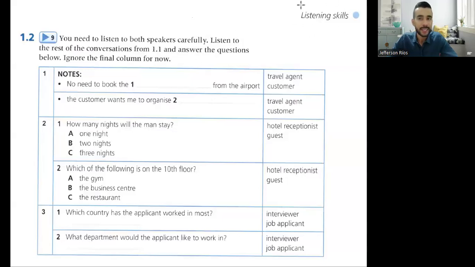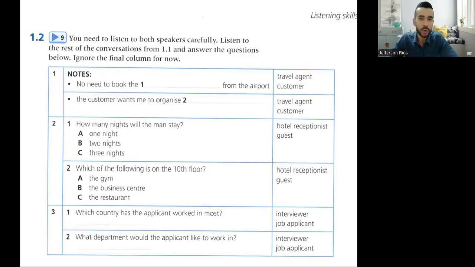Let's continue. In this listening skill, in that activity, you need to listen to both speakers carefully. Listen to the rest of the conversation and answer the questions below. Well, now let me show you this part. You're gonna listen to this one. Are you ready? Well, the recommendation is that you read really fast. You make a speed reading with all the information. Well, now after you have read all the information, you are gonna listen. Pay careful attention and listen up.